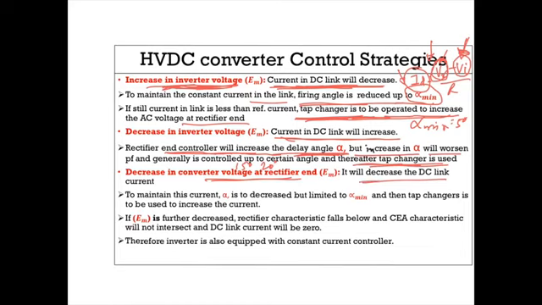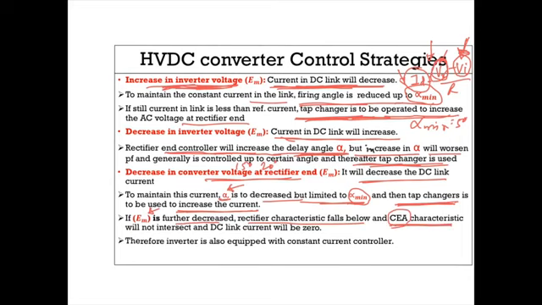And now, in order to restore the DC link current, the firing angle at the rectifier is decreased, but it cannot be reduced below, say, alpha minimum. And even after reducing this alpha, if the current is not restored, then the next action is to control the rectifier end voltage by using tap changers of the transformer.